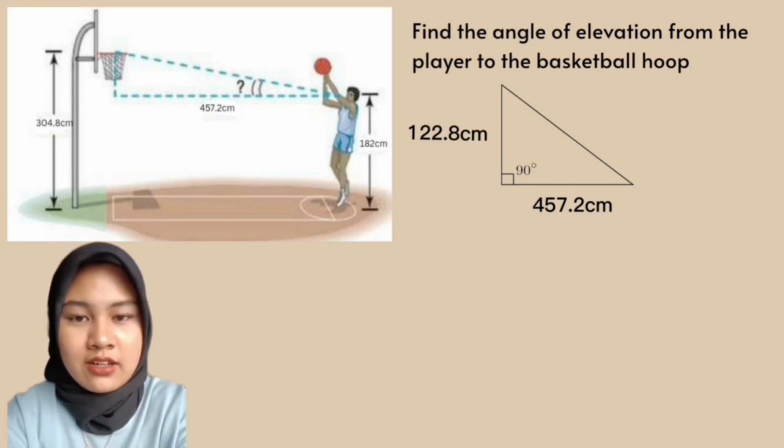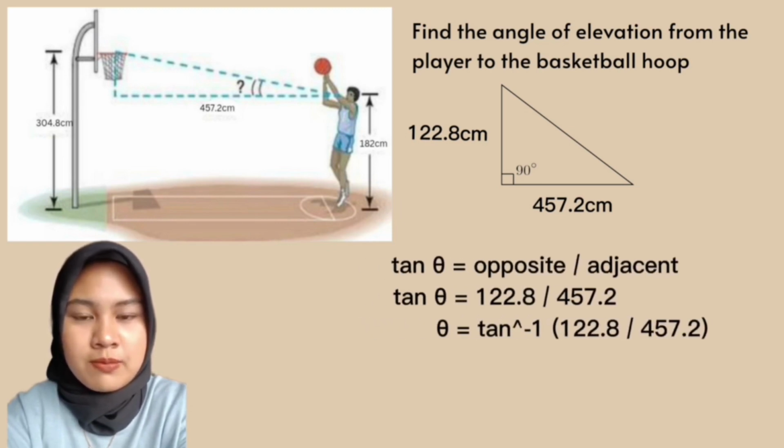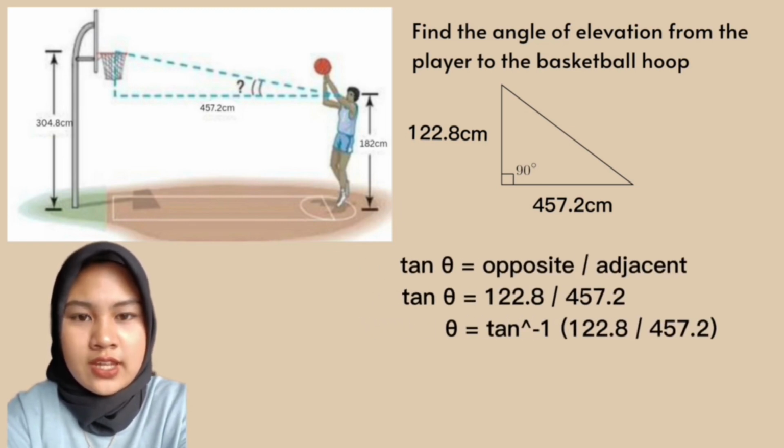To find the angle of elevation, we can use the formula tan theta equals opposite over adjacent. To find the angle, the calculation will be inverse tan of 122.8 over 257.2. So the answer is 15.034 degrees.